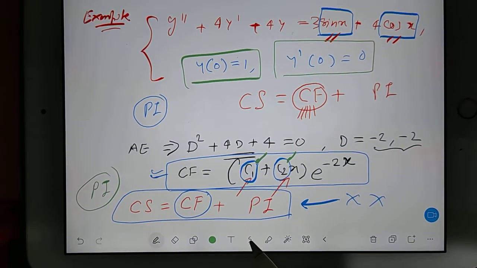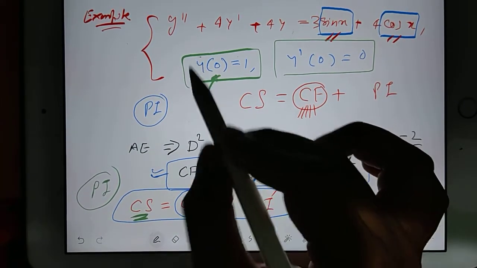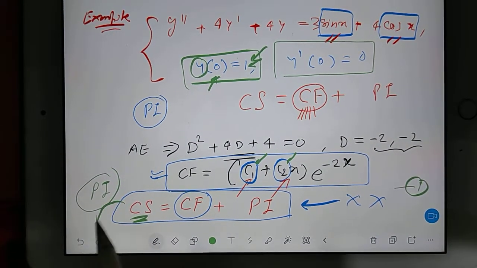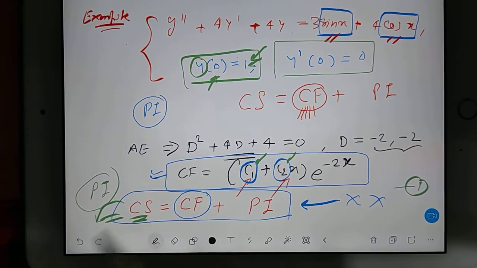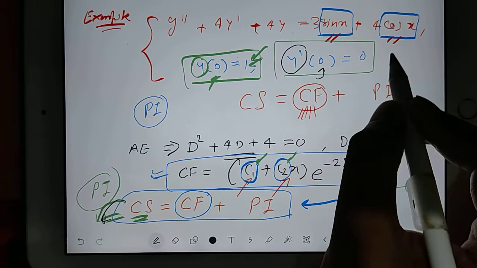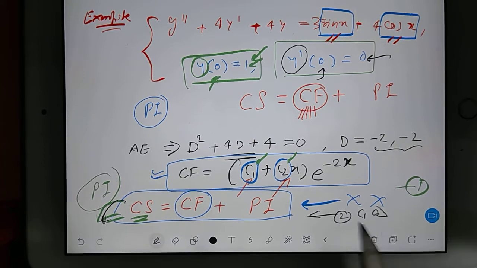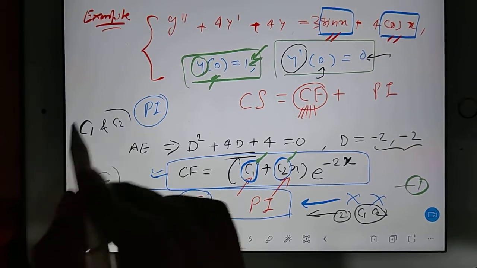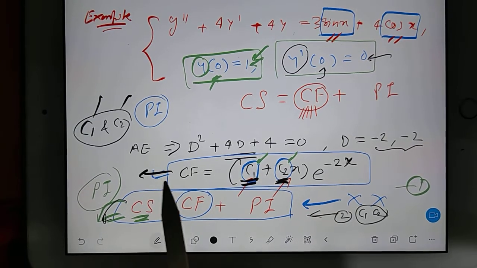After finding your complete solution, you substitute x is equal to 0 and y is equal to 1 in the solution, and you make equation 1. Then differentiate your solution, the y value, because the solution is your y value, correct? Differentiate your solution one time, get your y dash. In that equation again you substitute x is equal to 0, and again you get a second equation. In that also you have C1 and C2, so you got two equations for C1 and C2. Solve both equations and find the values of C1 and C2. Now that C1 and C2 value you replace back here and here, then it will be your complete solution.